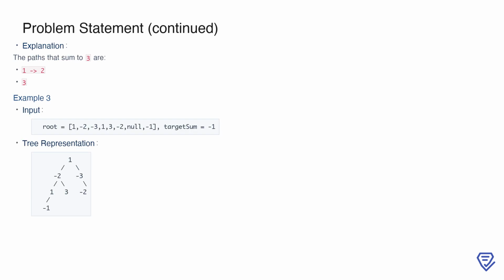To further clarify, for the tree in the previous example, the explanation of the paths is as follows. The path 1 to 2 has a sum of 3, and the single node 3 also equals 3. Now let's consider a different tree structure.